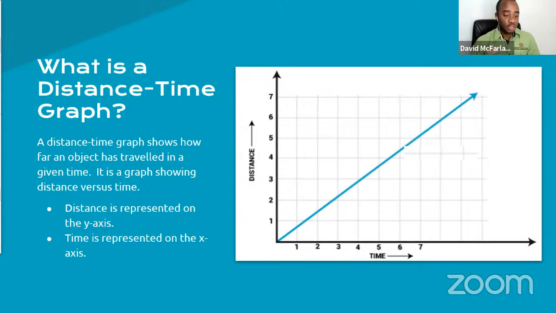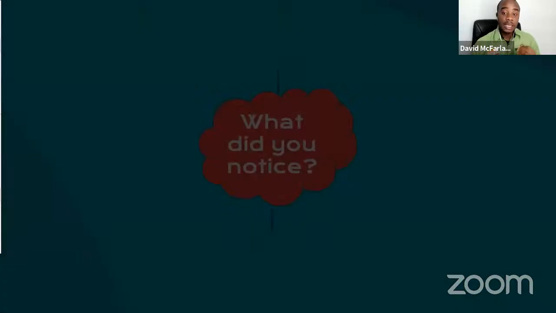So we put time on our x-axis because it is the independent variable. And even though distance can always change with respect to time, your position can change or remain the same as time elapses, the time continues. So now that we know what a distance time graph is, which is what we just saw, let's ask ourselves the question. What did you notice?